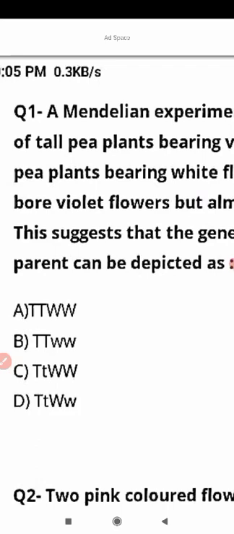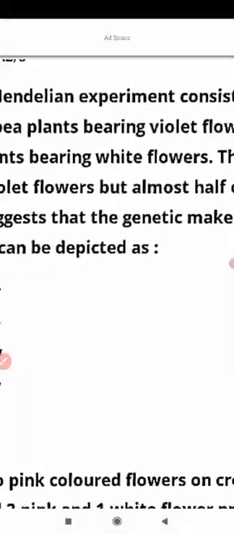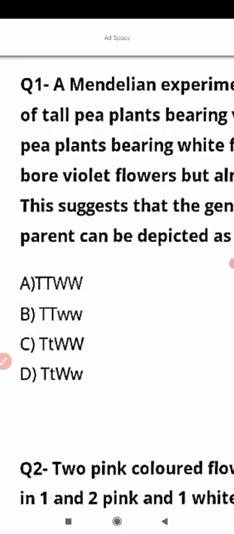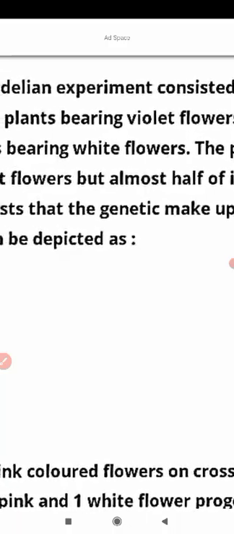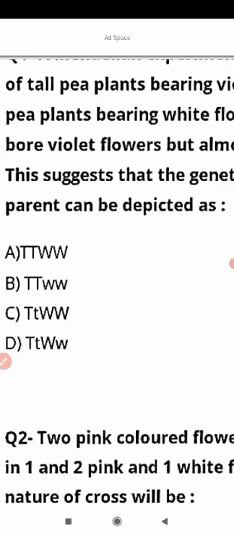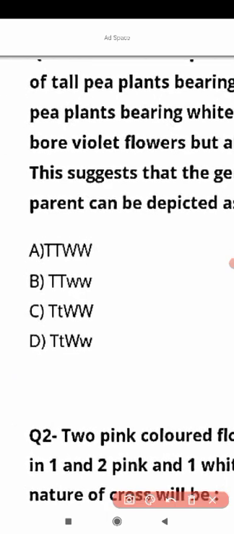That will be tall violet. Tall violet and white and short white, tall violet. So the genetic structure will be this B. That will be the correct answer, my dear student.